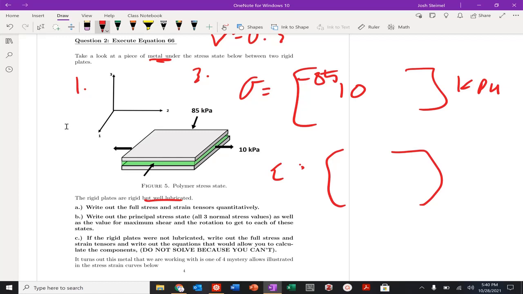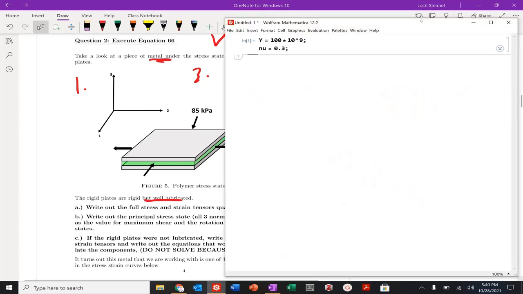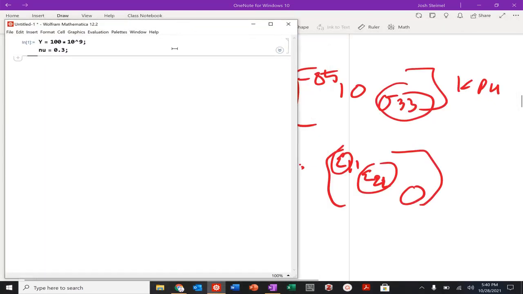So I know that my strain in the 3,3 will be 0. I'm going to have a strain in the 1,1 or the 2,2, excuse me. I'm going to have a strain in the 1,1 as well. And because it's popping out, because those walls are going to prevent the expansion, I'm going to have a stress in the 3,3. So my unknowns are 1, 2, 3. Luckily, I have 3 equations. The rest of those values are 0 because we know that we are well lubricated.